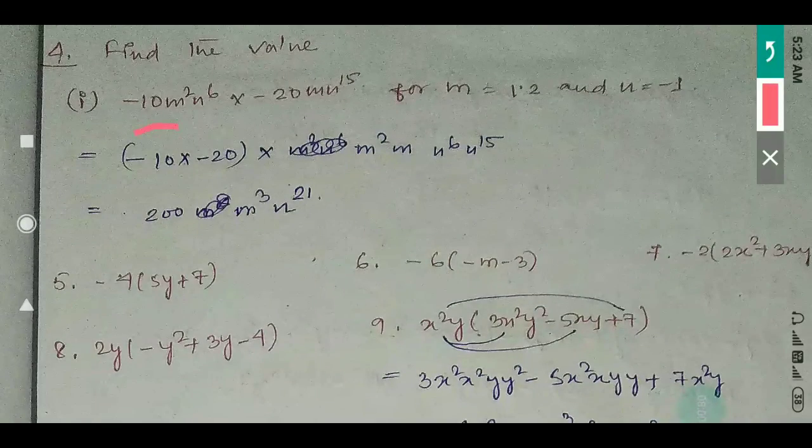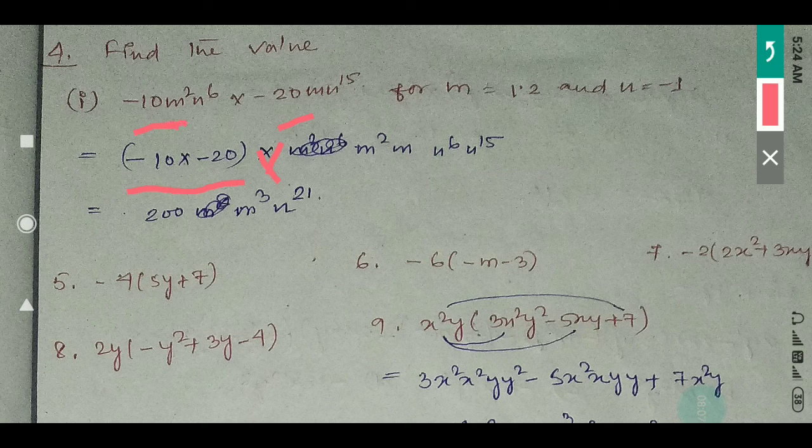Here 10 is given, here 20. So first you do multiplication of constants. So minus 10 into minus 20 multiplication. Here m square, here m. So m square into n. Now n power 6, n power 15. So 10 times 20 will be 200, m cube n square. After that you put the value of m here. M will be how much? 1.2. So 200 into 1.2 cube into n square means minus 1 square.